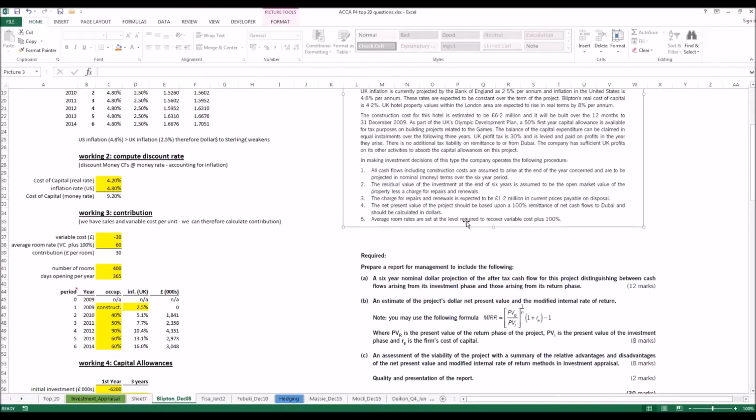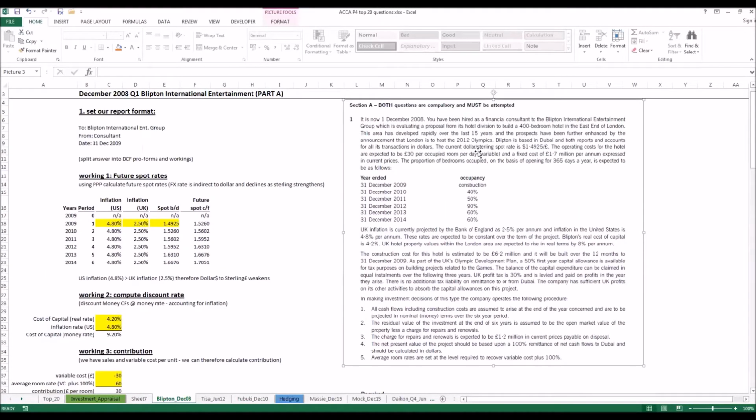Lastly, average room rates are set at the level required to recover variable costs plus 100%. So we know that the variable cost is £30 per occupied room per day. We are told that the average room rate, so the price, set at the level required to recover the variable cost plus 100%. So effectively it's going to be £60. £60 take away 30 gives us a contribution of £30. So this is what we would then be able to work out the total contribution per year, which will form part of our cash flows.